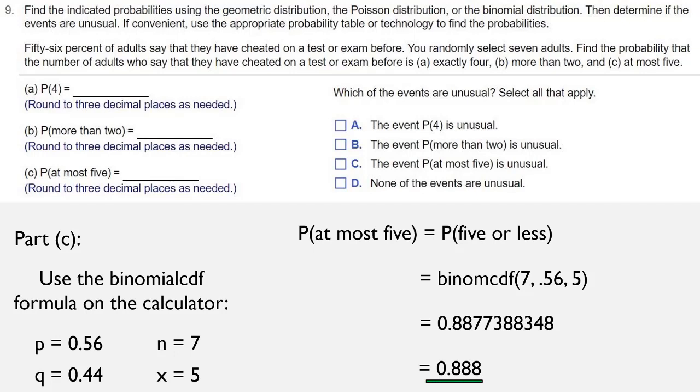The last question asks, which of the events are unusual? Select all that apply. Well, the criteria for being unusual is to have a probability less than 0.05. None of these probabilities in part A, B, or C were less than 0.05, so none of the events are unusual, and that's answer D. And that's your answer.